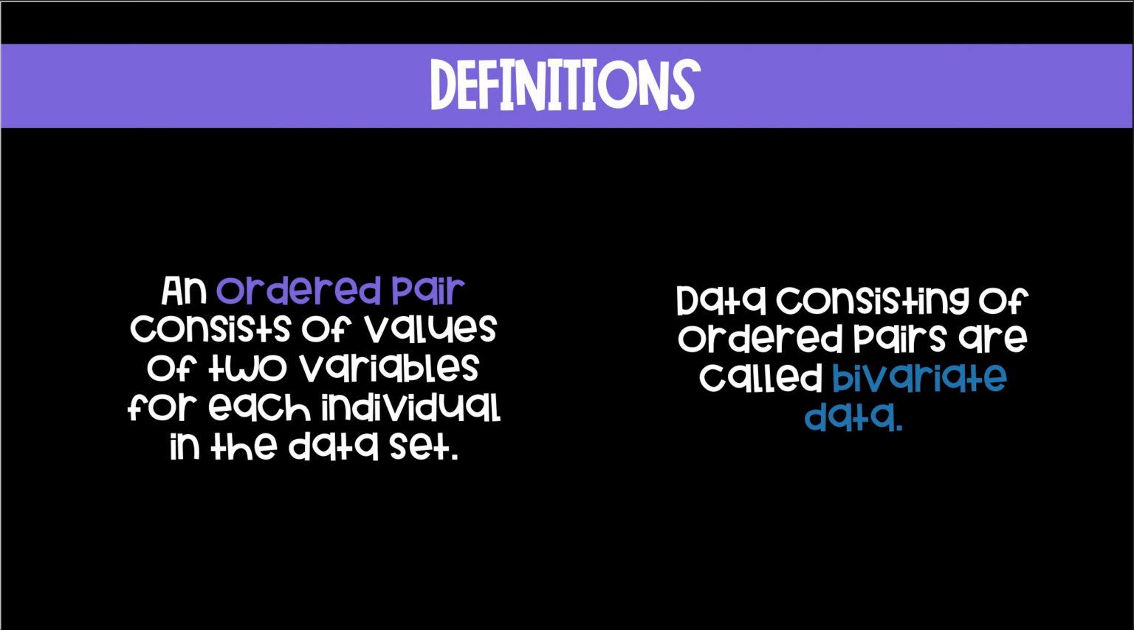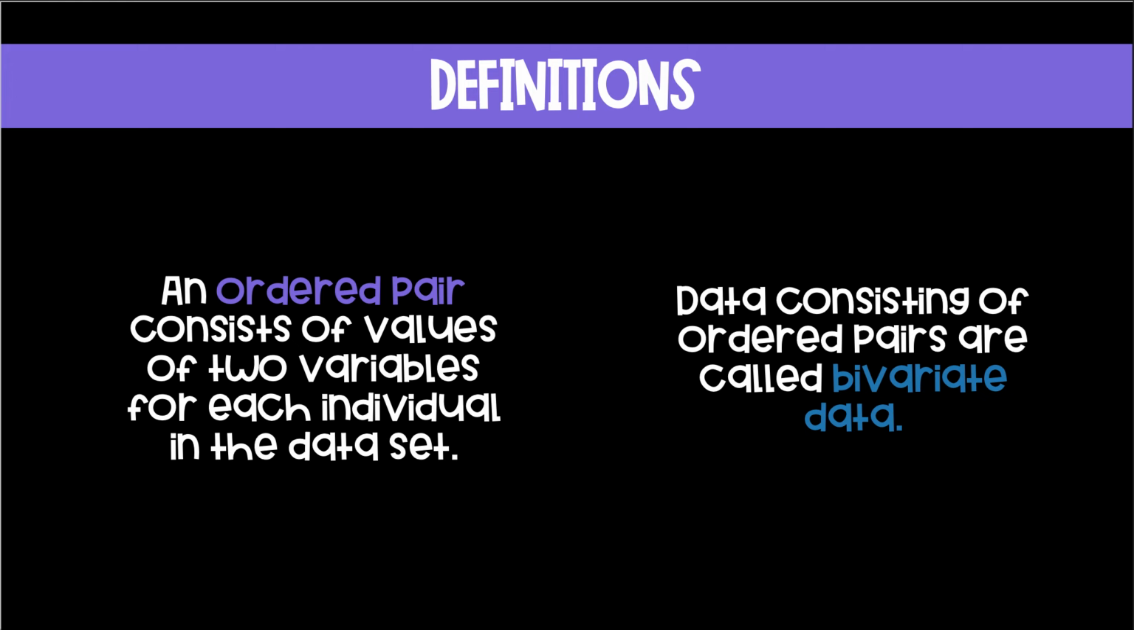I would like to start by refreshing your memory with the definition of an ordered pair. An ordered pair consists of values of two variables for each individual in the data set, and data consisting of ordered pairs is called bivariate data.